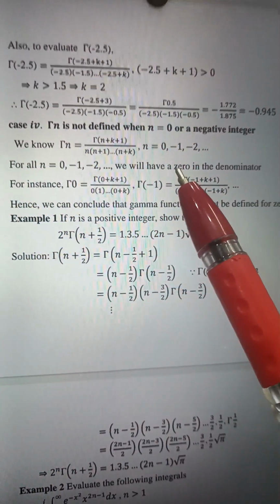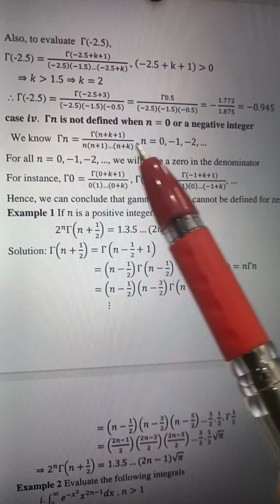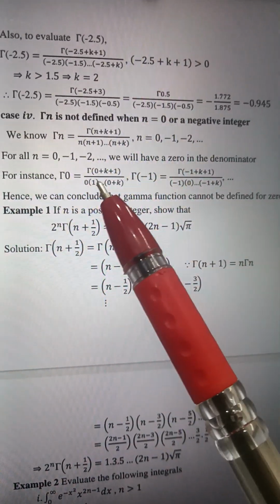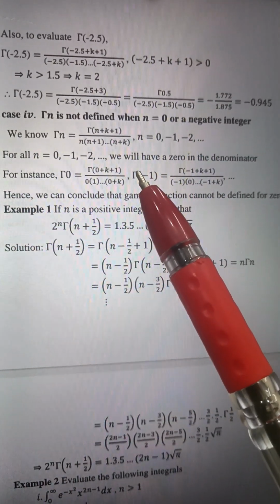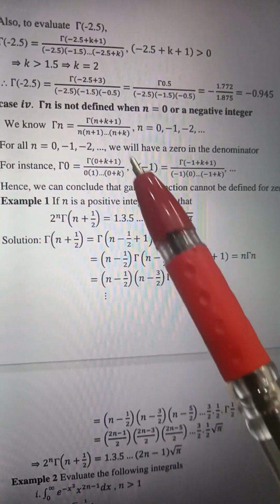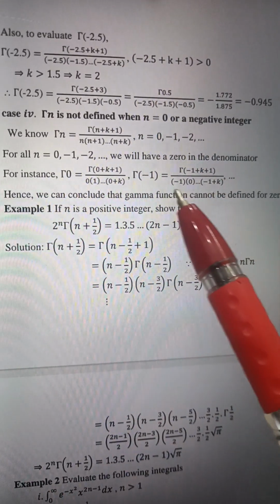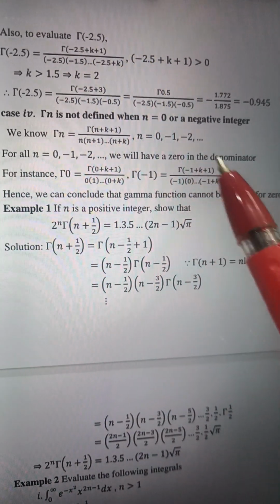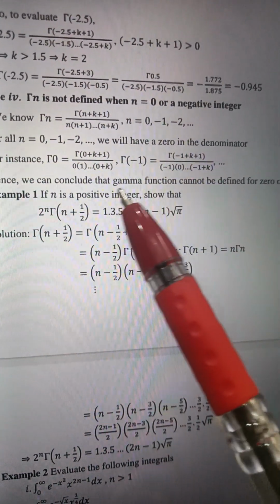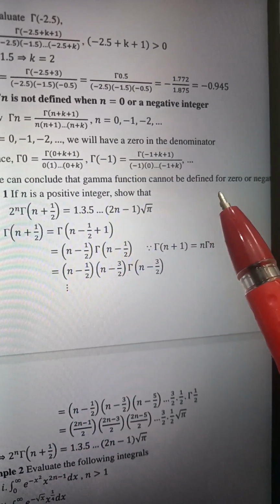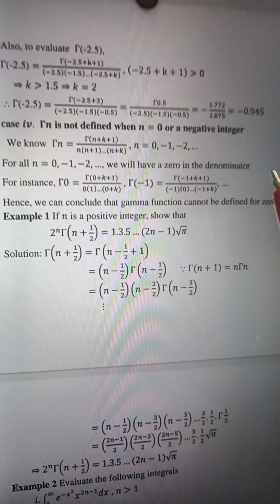If we will have a 0 in the denominator. We will have a 0 in the denominator. See, as you know, if 0 is in the denominator, then that number is not defined. You can see 0 in the denominator, it means this is not defined. In factorial minus 1 also, 0 in the denominator, it means it is not defined. So from this we can conclude that the gamma function cannot be defined for 0 or any negative integer. I think this is clear to you.